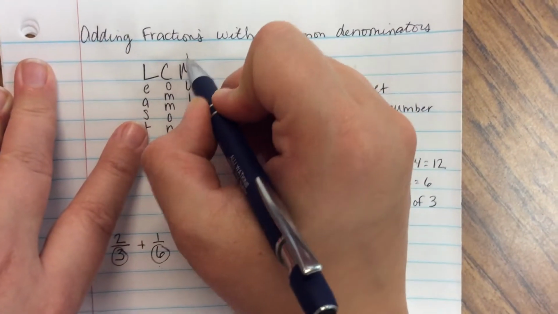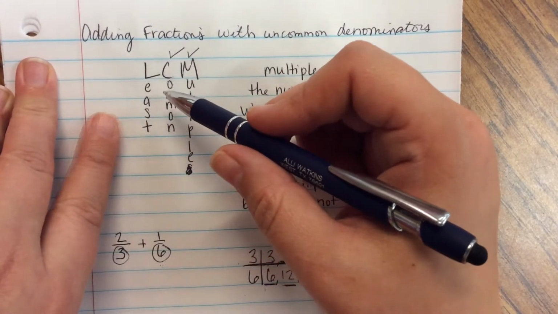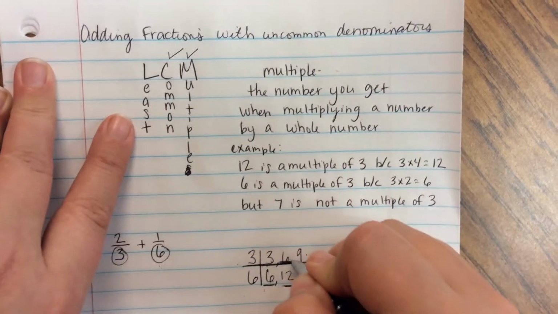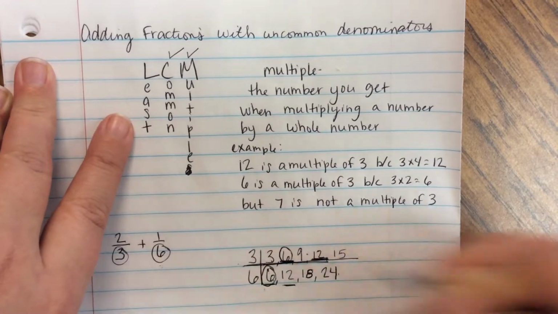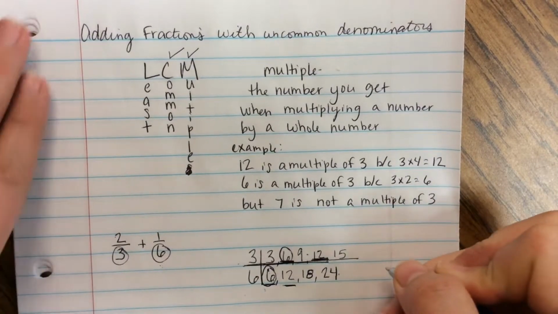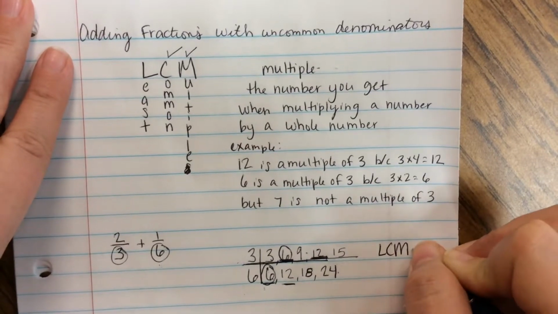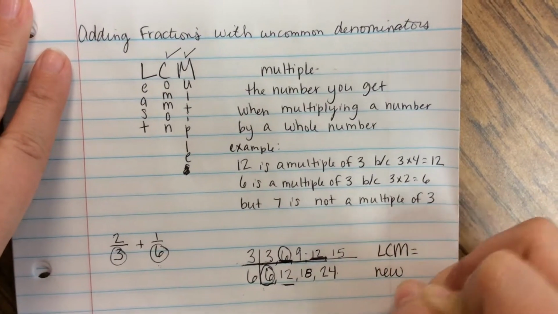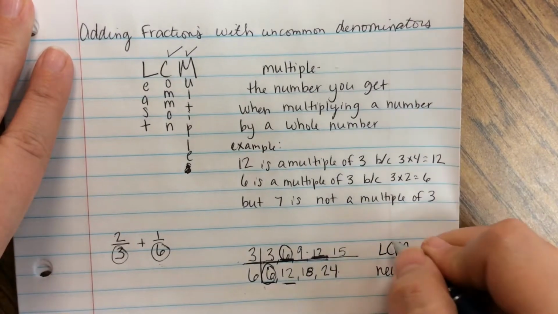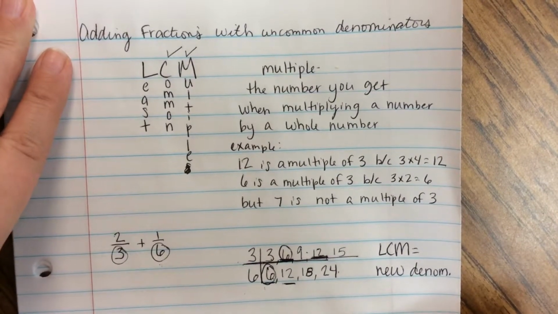After I find my multiples and underline the common multiples, I am looking to see which one is the least, which one is the lowest common multiple. I see that 6 is my least common multiple, so I'm going to circle that. After I find LCM, my LCM is going to become my new denominator. So 6 will be my new common denominator.